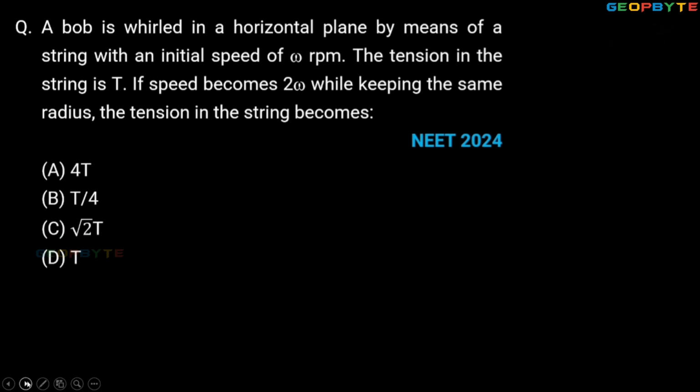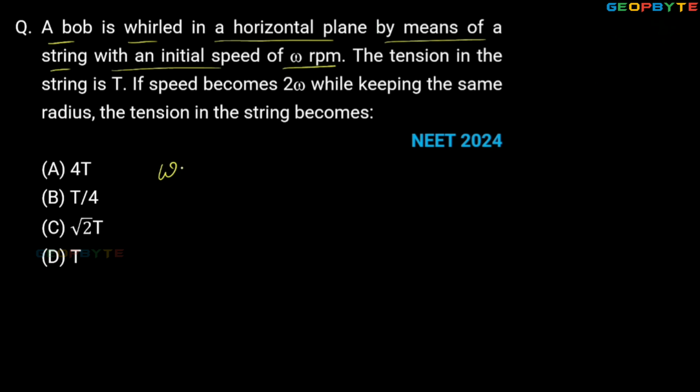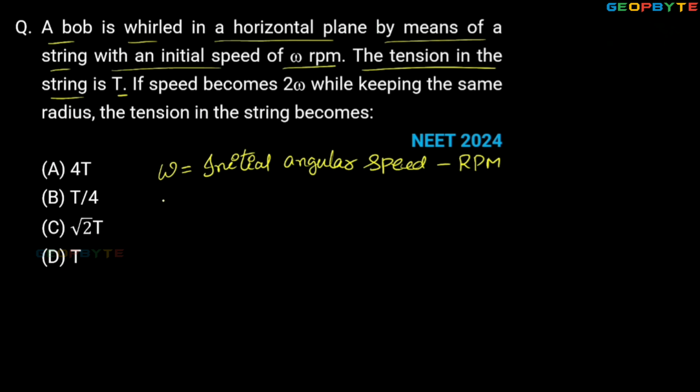Look at this question. It is asking like this. A bob is whirled in a horizontal plane by means of a string with an initial speed omega rpm, omega equal to the initial angular speed, given in revolutions per minute. The tension in the string is T. Let T be the initial tension, that means the initial tension developed in the string while it is maintaining the angular speed omega.